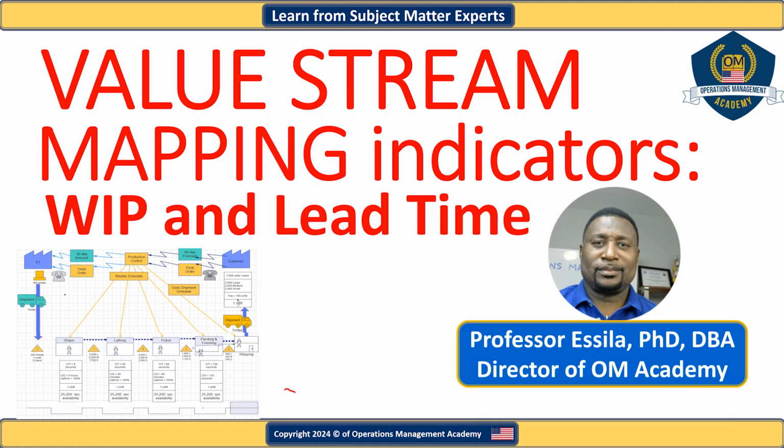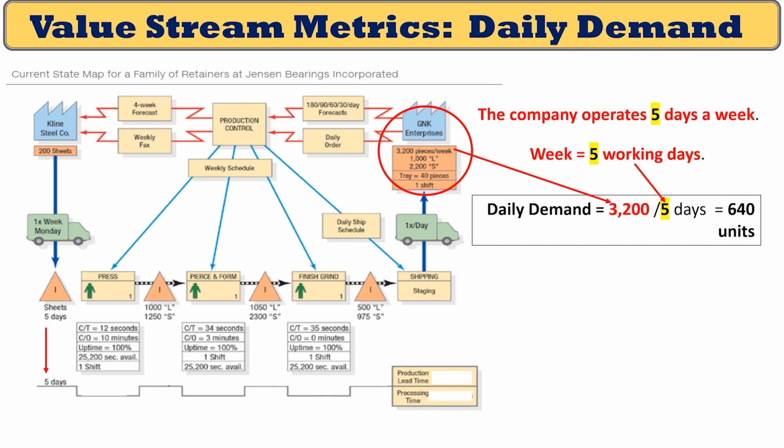Today we'll focus on two important metrics: the number of days of work in process inventory held between process steps and the production lead time through the value stream. Understanding these metrics is essential for identifying inefficiencies and improving the flow of materials and information through your production or service processes. So the first step is to calculate the daily requirement, or the daily demand, as we can see here.